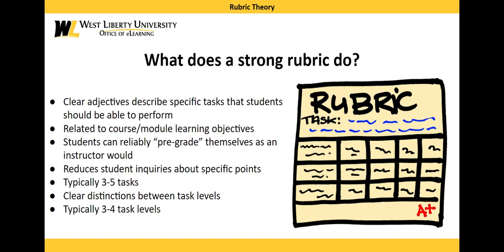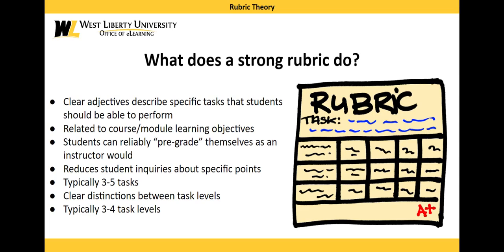What does a strong rubric do? In essence, a rubric is a structured chart. It uses adjectives that describe specific tasks. These tasks are separated out so an evaluator can focus on a small part rather than juggling multiple tasks at once. Consider how much easier it would be to focus on just proper capitalization throughout a paper rather than catching all the capitalization, all the spelling, all the punctuation, and all the grammar mistakes at once.